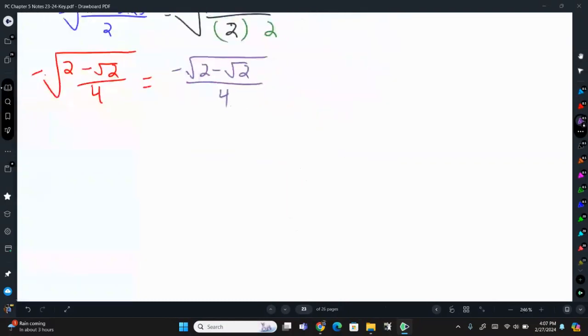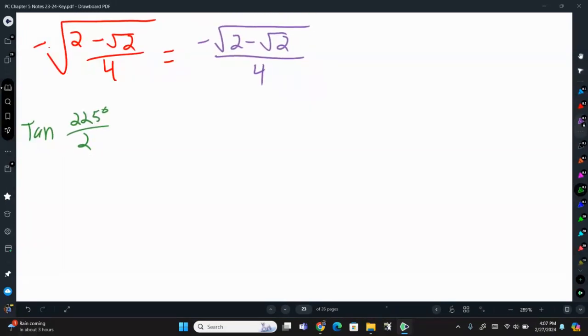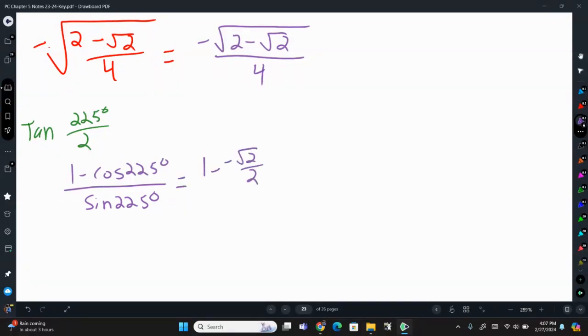Now for tangent, again, we have choices. I would not really want to use the square root one. That just makes things a little bit more complicated. So the tangent of 225 degrees over 2, I'm going to use the 1 minus cosine one again. So 1 minus the cosine of 225 degrees over the sine of 225 degrees. So that gives us 1 minus negative square root of 2 over 2 over negative square root of 2 over 2.